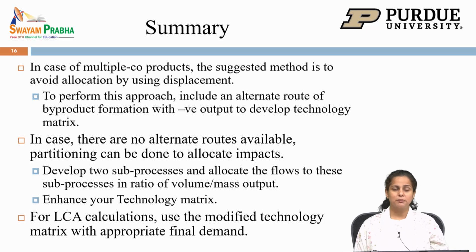In case there are no alternate routes available for that byproduct, then we are going to say that it is not actually competing, but it might be using that partial amount of resource, and we have to just partition the impact of that process into the main product and the byproducts. For LCA calculation, we will use the modified technology matrix and the modified intervention matrix with appropriate final demand.